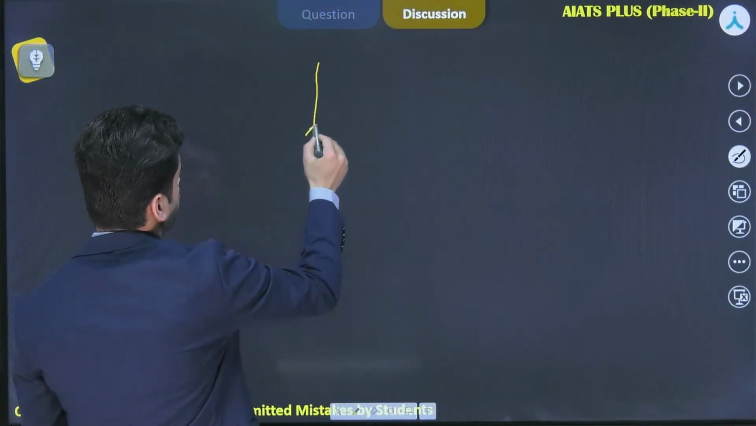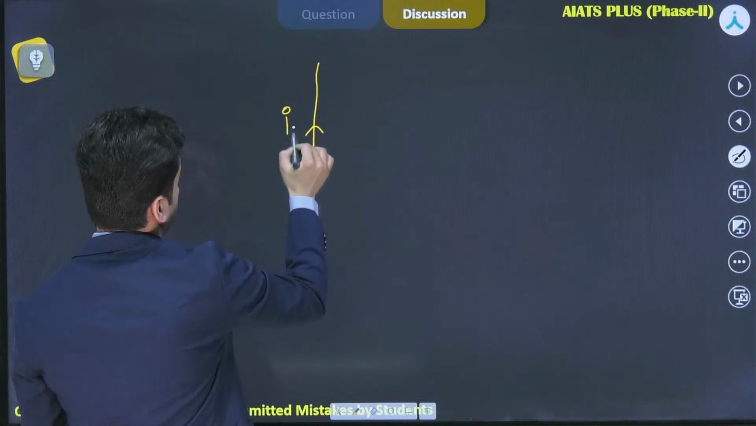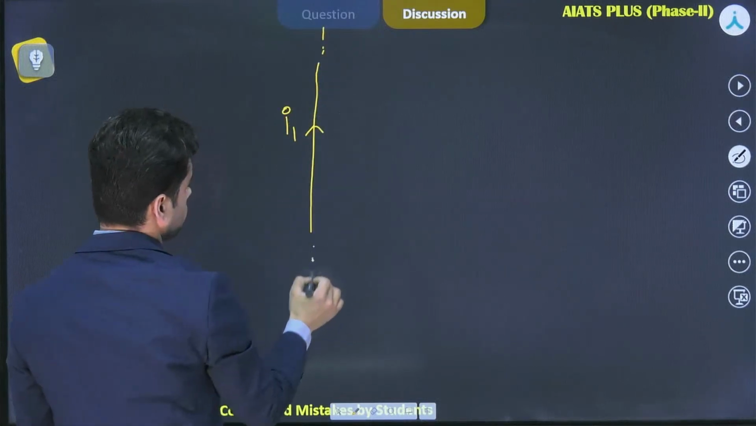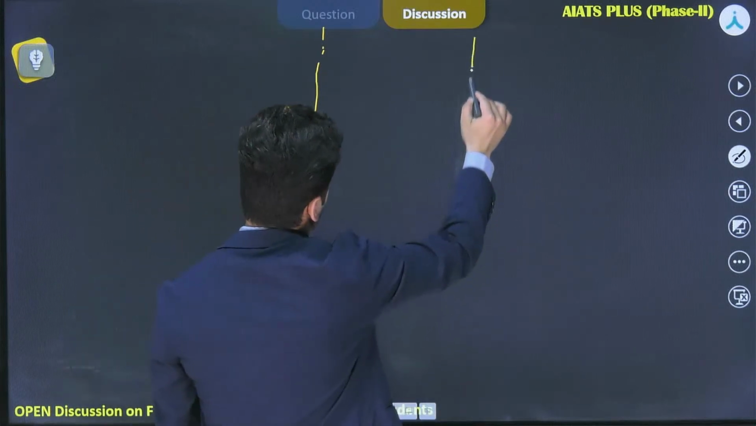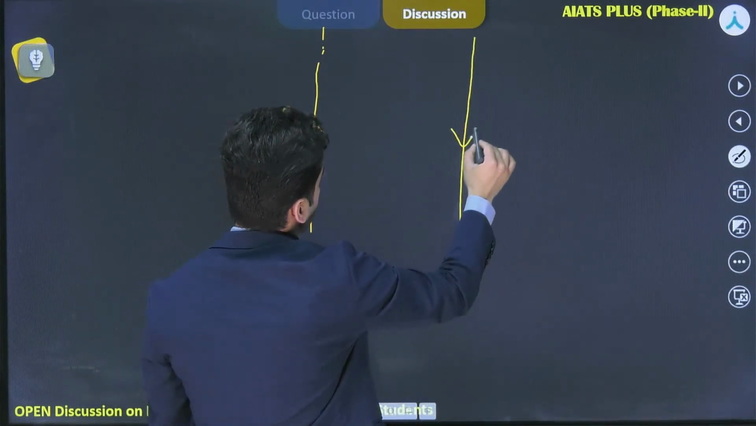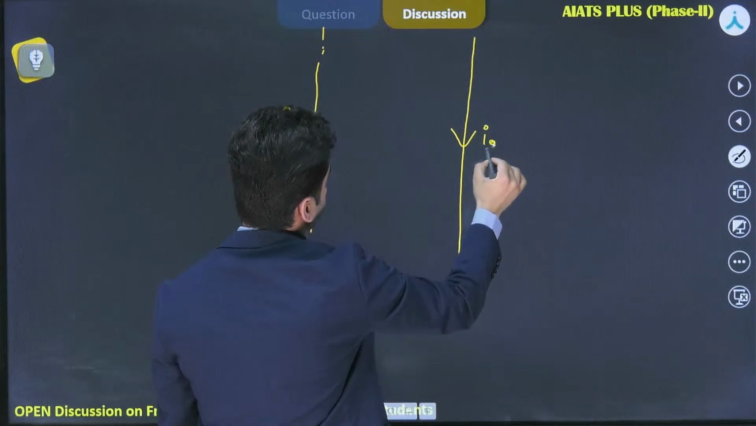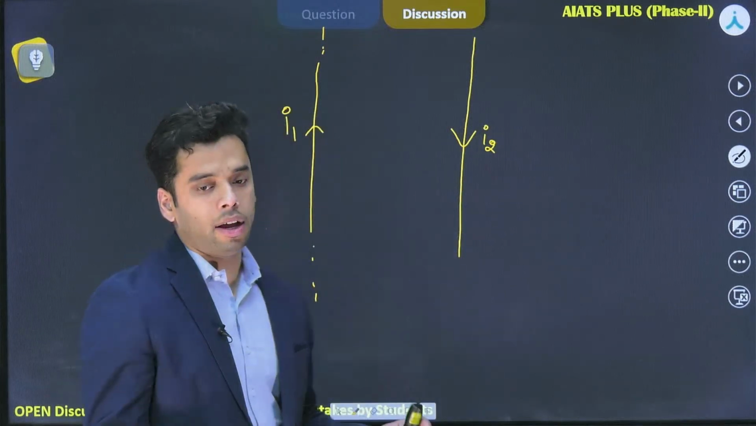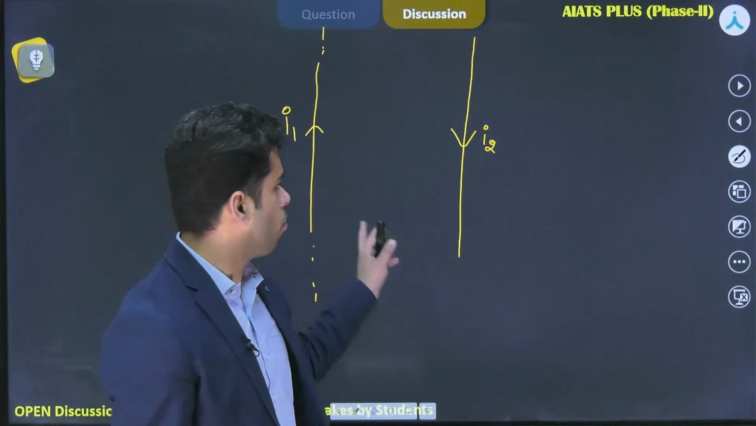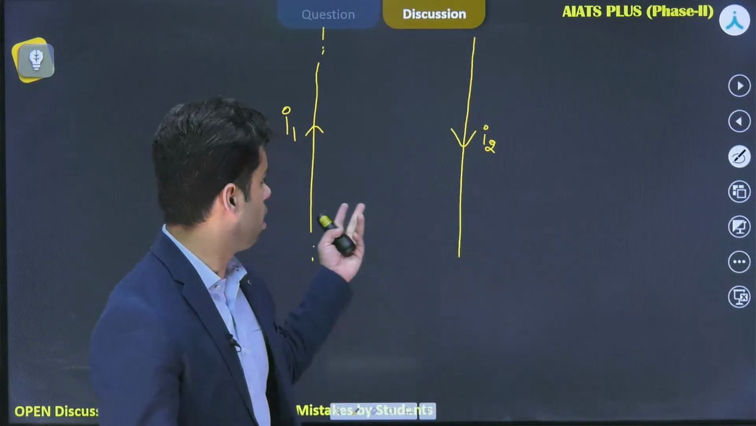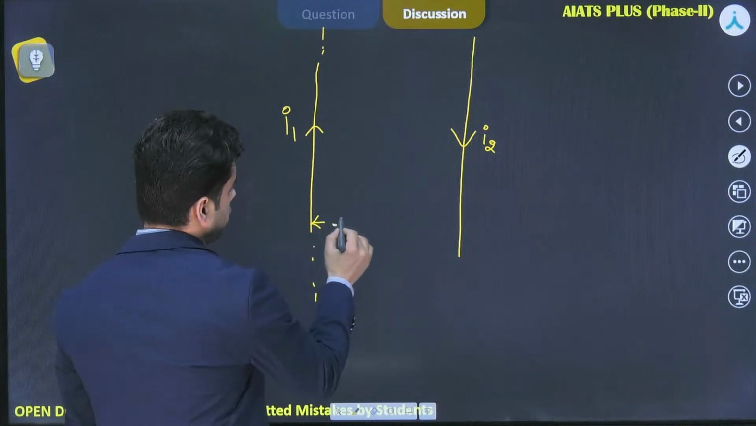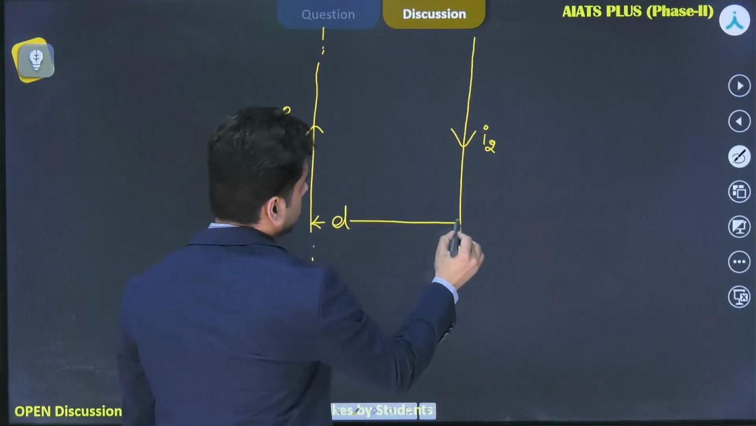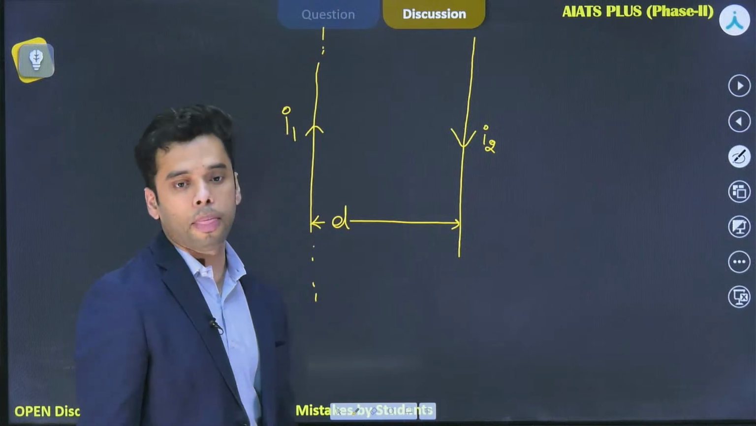So this is one of the infinite wires that is carrying current I1, right? And you have another wire and it is carrying current I2, right? And you can see that I have drawn current in the opposite direction. So you can see I1 and I2 are in opposite direction. And let me assume that these wires are separated by a distance d, right?